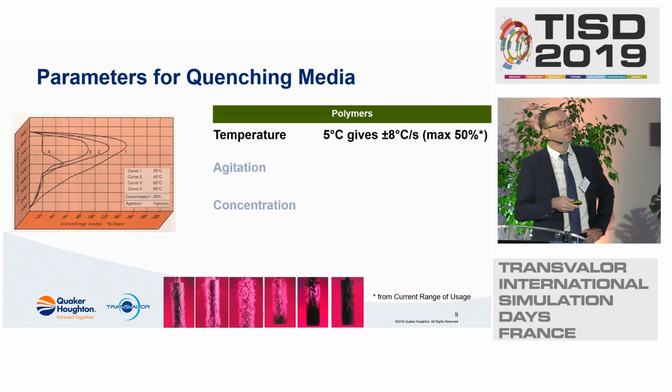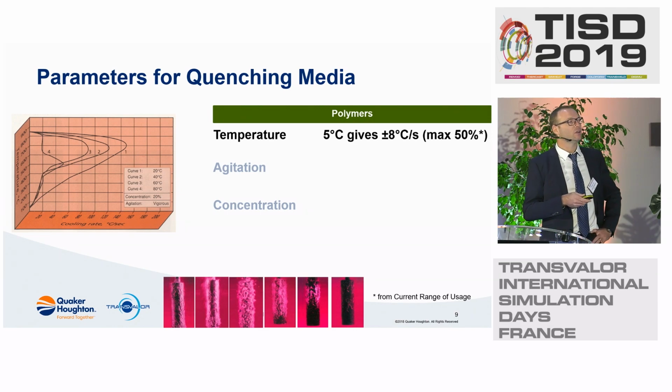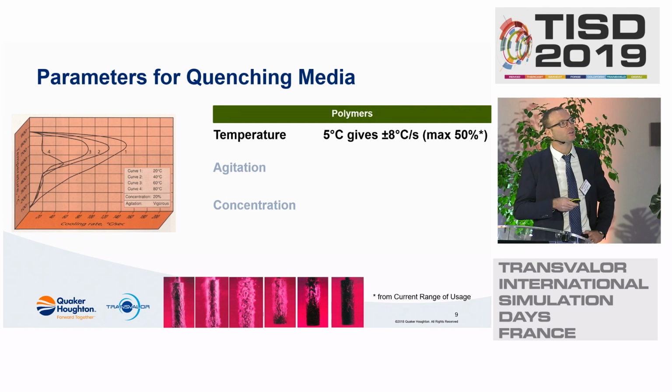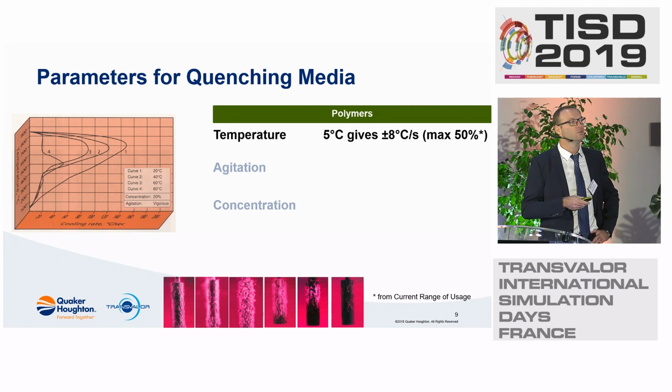For polymers, it's different. The temperature is very important, and having 5 degrees of change in the initial temperature would give 8 degrees per second modification in the maximum cooling speed. So in the current range of usage for the temperature of a polymer, which could be between 20 and 50 degrees, we can have a maximum difference in cooling rate of 50%. So that means that we really need to pay attention to the temperature when we use a polymer.